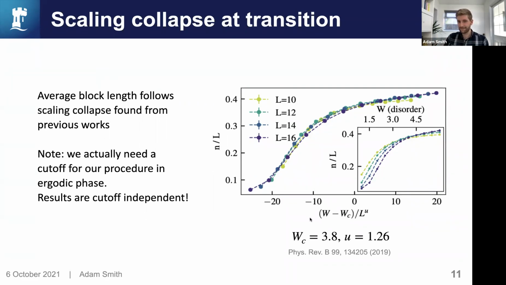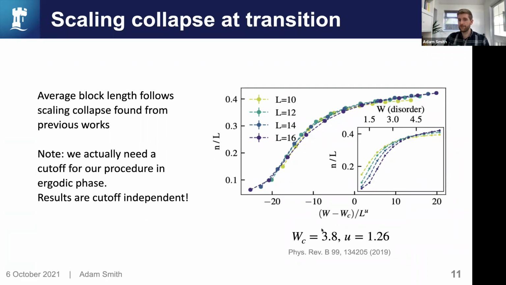Okay, so this scaling collapse essentially is related to the power law divergence of the localization length in this system as we go towards the transition. So we have W in this case controlling our disorder strength. WC is the critical disorder strength, so the point at which the transition occurs in the thermodynamic limit. And U is this critical exponent.